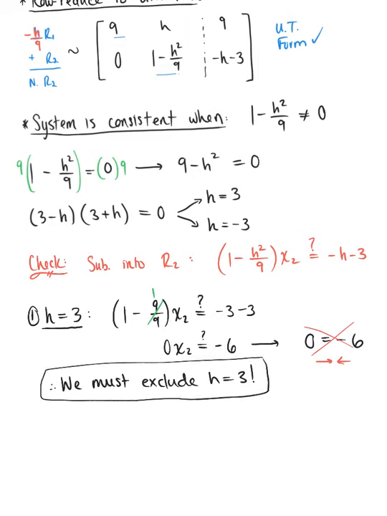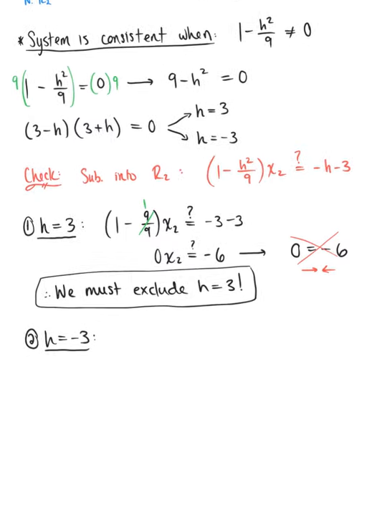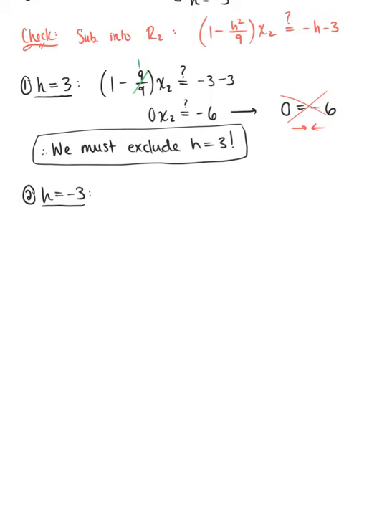So now let's go ahead and check what's going on when h is negative 3. And I'm always running out of room. So here we go, plugging h equals negative 3 into the second row. So we have 1 minus, so this is negative 3 squared. So again, we have 9 divided by 9 multiplied by x sub 2. And we are checking, is this going to be equal to minus a minus 3? So let's find out.